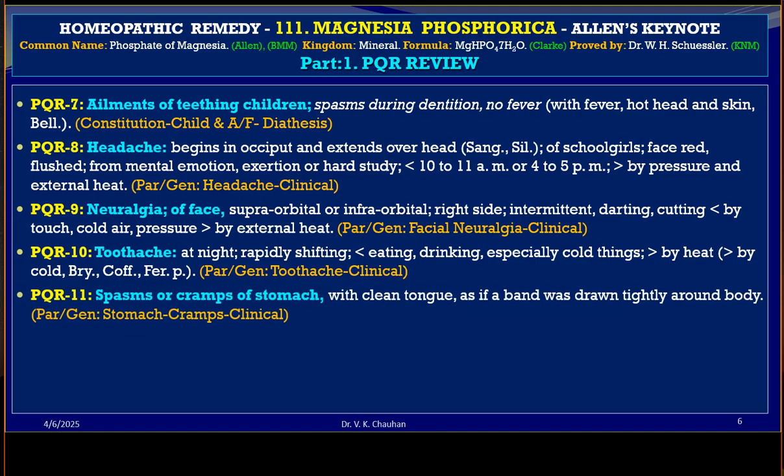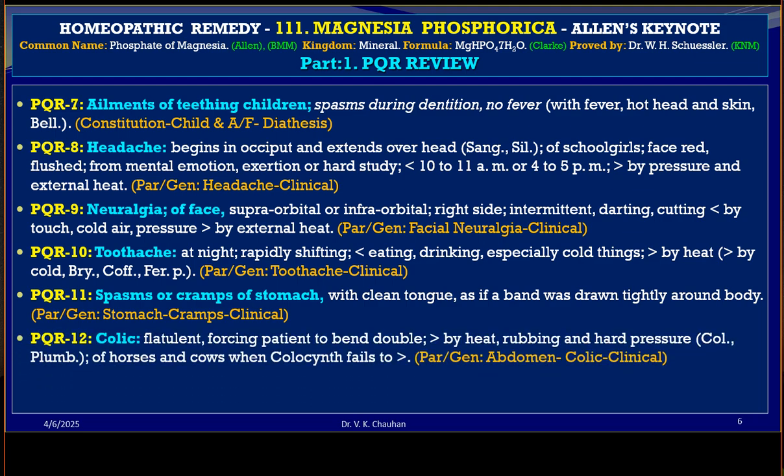We go to PQR11, spasm or cramps of stomach, with clean tongue, as if a band was drawn tightly around the body. So it is a cramping pain in the upper part of the abdomen, which is the stomach, and this is a visceral pain.